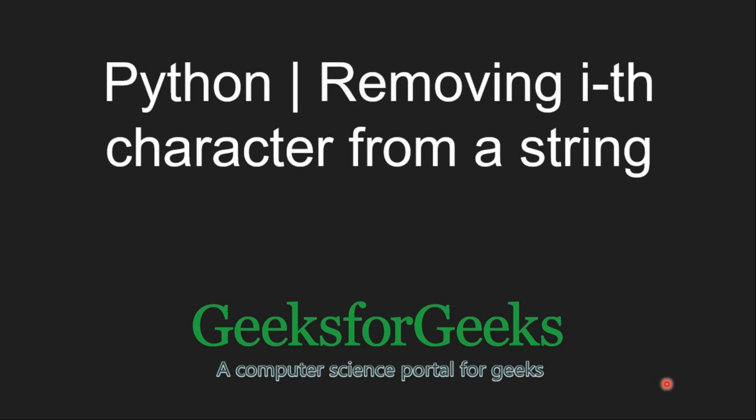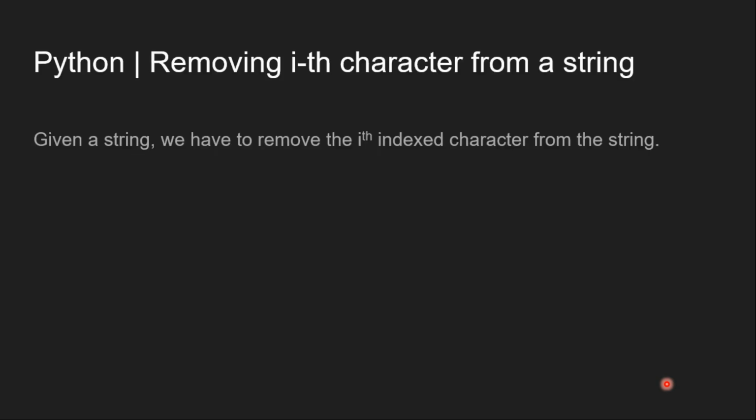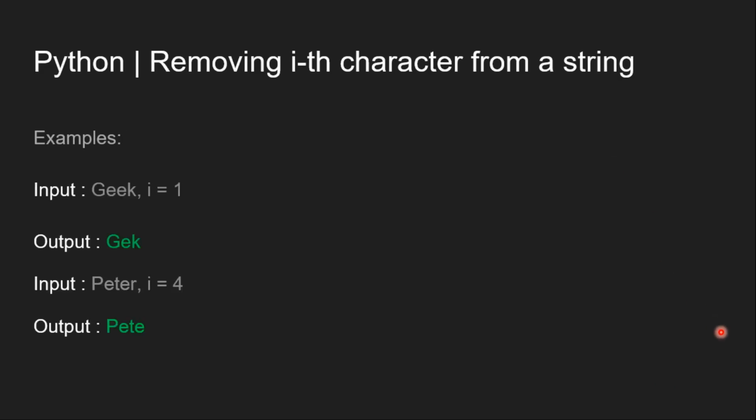In this video I'll discuss a problem, that is how to remove the ith indexed character from a string. Let's have a look at the problem statement. Given a string, we have to remove the ith indexed character from the string. So let's make it clear with the examples.